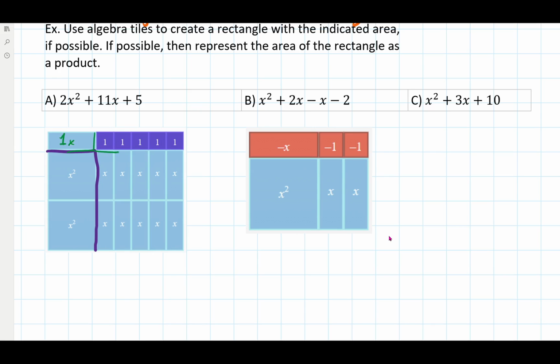And then I have 10 down here in the bottom right, so I have 10x. So I have a total of 11 x's, but I just split them up. And then I have my 5 in the top right there. Okay, so what I'm going to do now is write the area of this rectangle as a product. Again, to do that, I need to know the dimensions of the rectangle and get its base and its height. So since this is an x squared tile, I know that its side lengths are x by x.